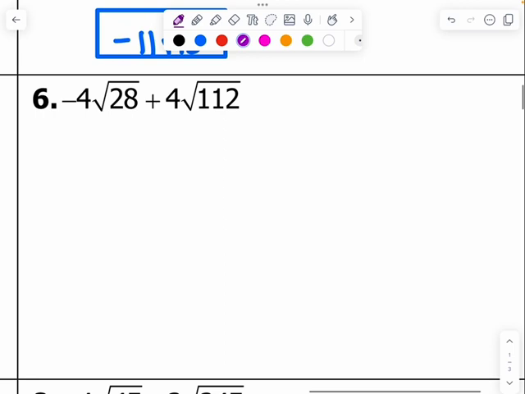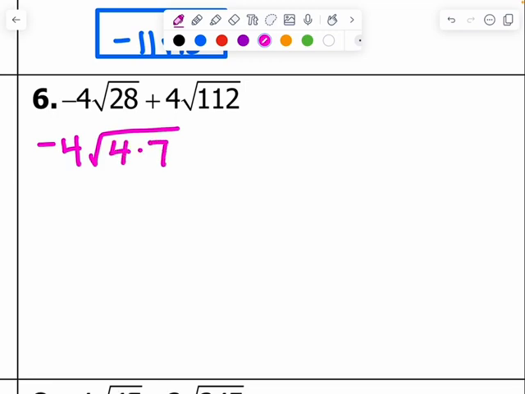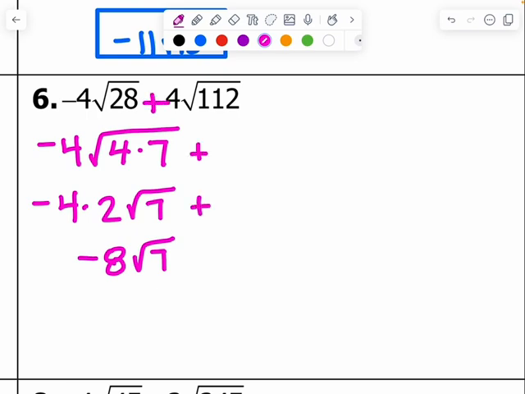Okay, so square root 28 is not simplified because 28 is 4 times 7. Okay, well, the square root of 4 is 2, so we have negative 8 square root 7 plus 4 square root of 112. 112 is not simplified as a radical because 112 is 16 times 7.